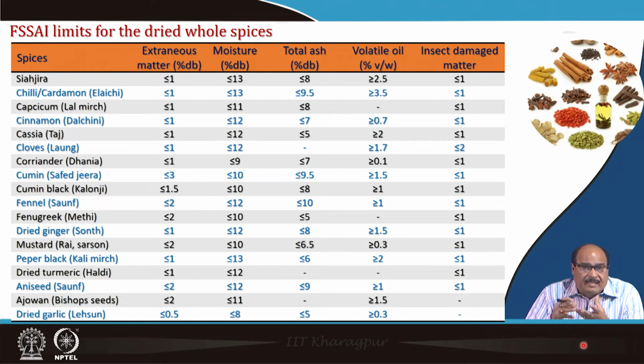Also dried garlic, it should have not more than 0.05% extraneous matter permitted. Even moisture content should be less than or equal to 8%. Total ash less than or equal to 5%. Volatile oil content percent value by weight should be more than or equal to 0.3. So, for different dried spices, these limits are prescribed. One may refer to the FSSAI guidelines, which are available on their website, and other literature accordingly.